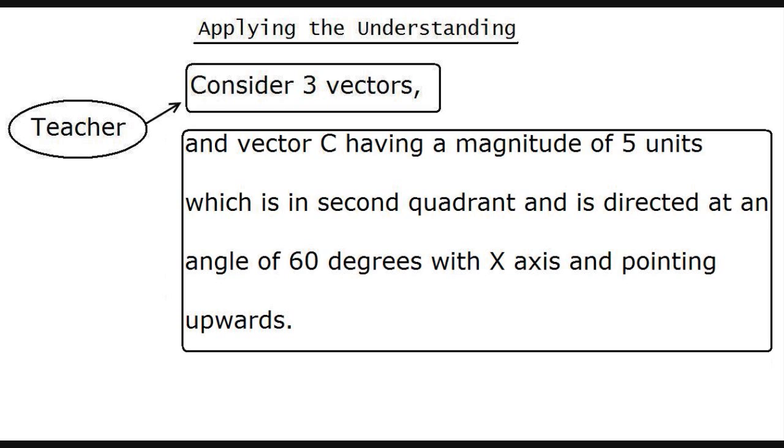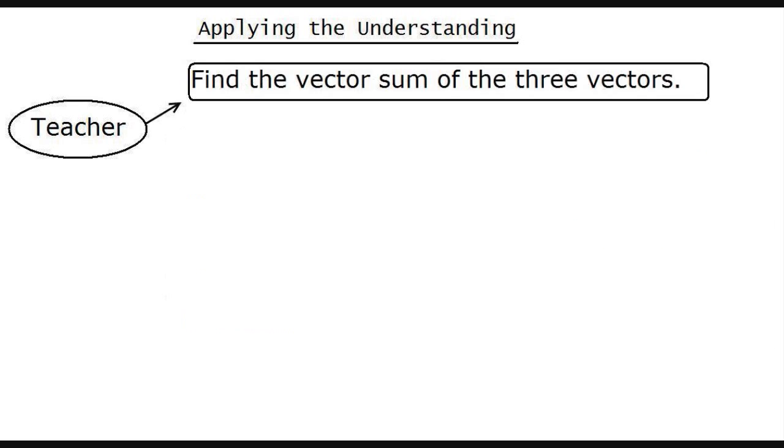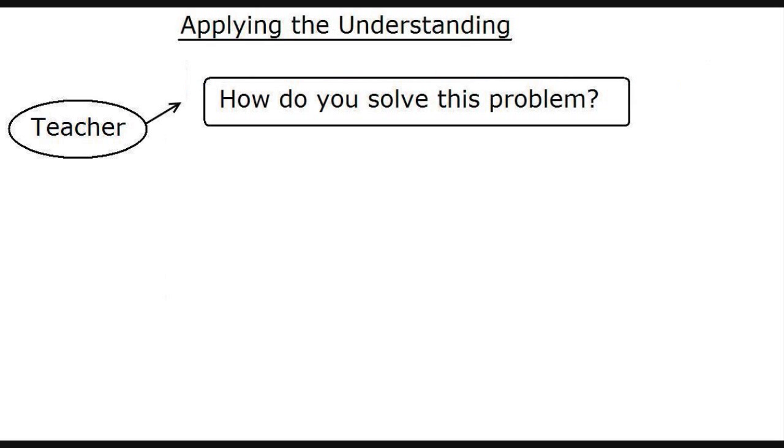And vector C bar, having a magnitude of 5 units, is in the second quadrant, and is directed at an angle of 60 degrees with the x-axis, and pointing upwards. Find the vector sum of the three vectors. How do you solve this problem?